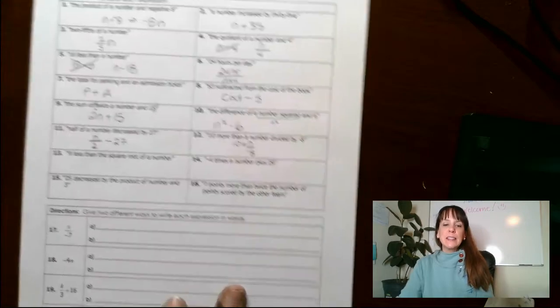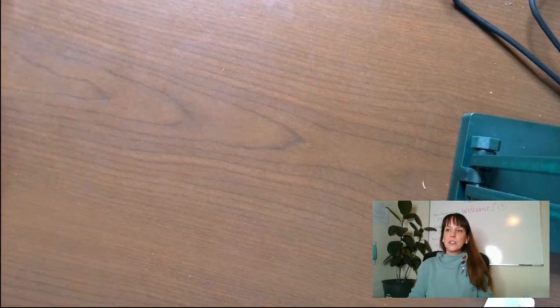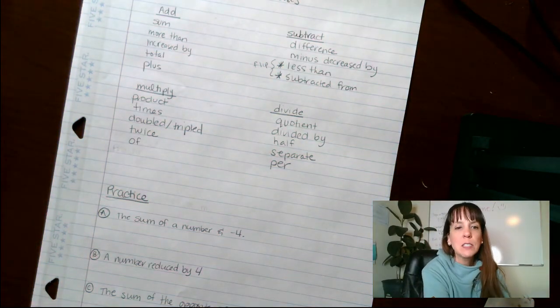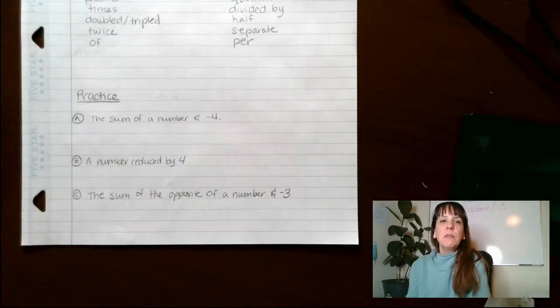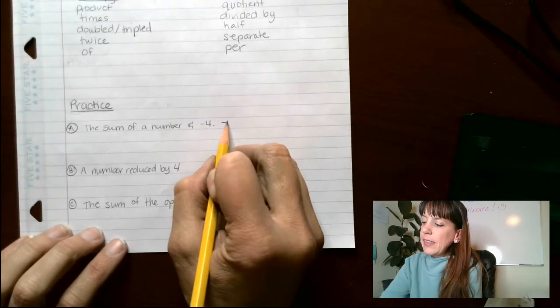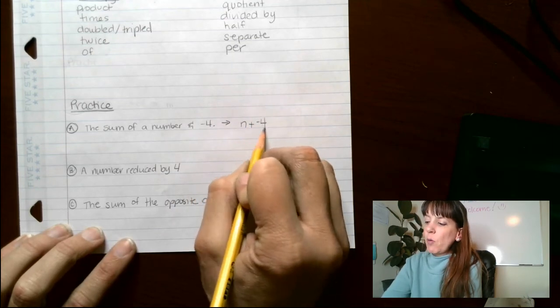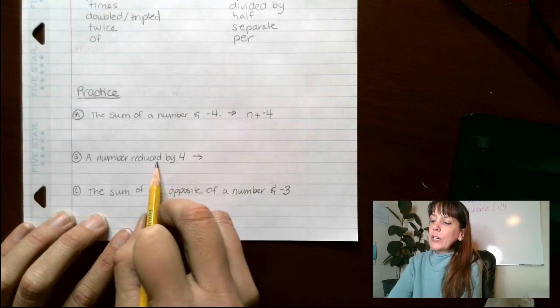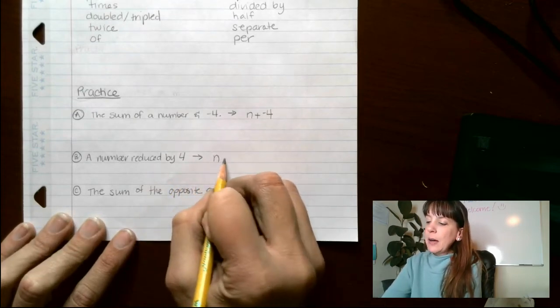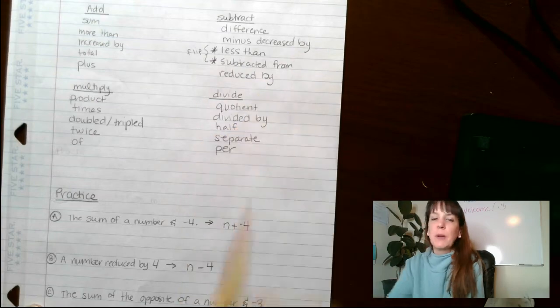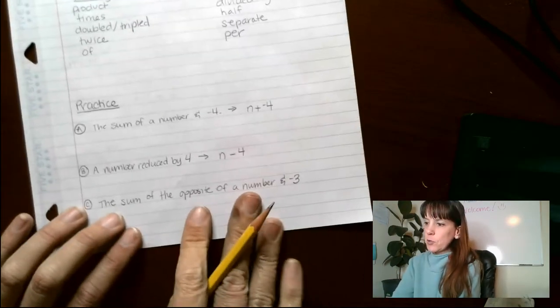All right, so I think you're getting the hang of these guys here. So let's go back and do our practice problems at the bottom. The sum of a number and -4, that is going to be n plus -4. A number reduced by 4, n minus 4. I don't think we put reduced by on our list. Keep in mind, we'll be adding to this as we go along. That was for subtraction.